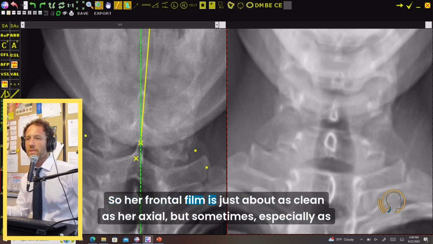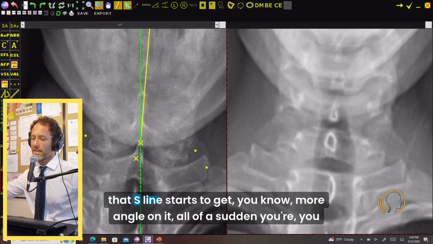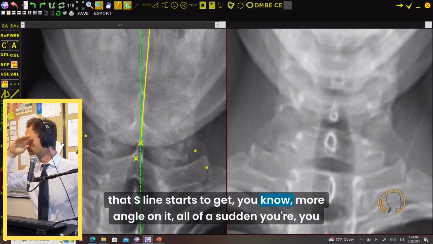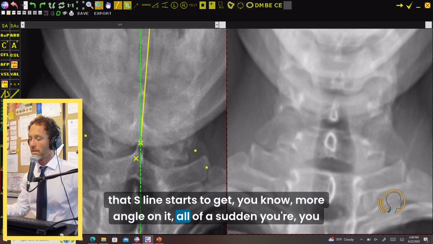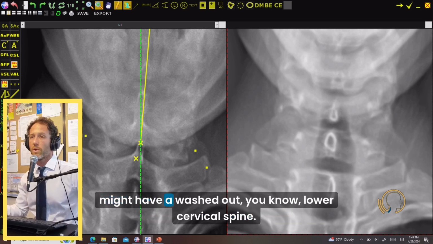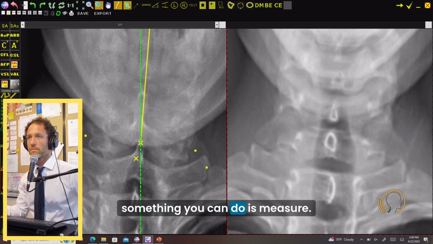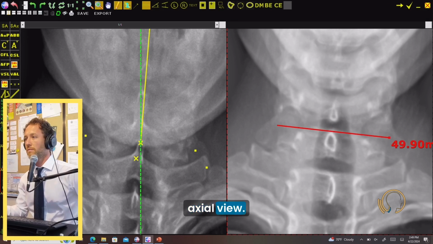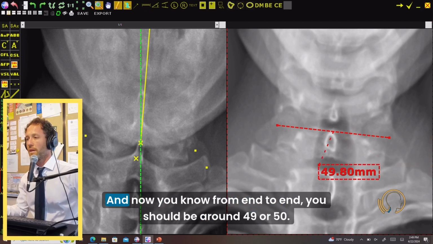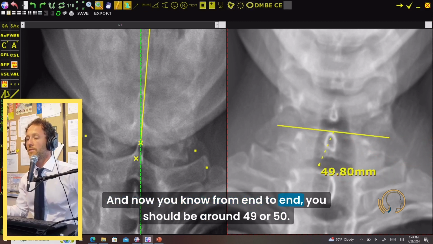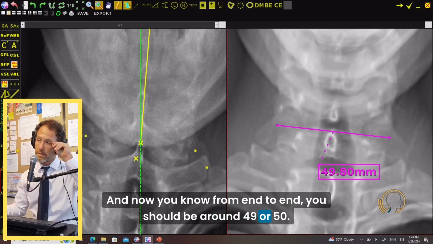So her frontal film is just about as clean as her axial. But sometimes, especially as that S line starts to get more angle on it, all of a sudden you might have a washed out lower cervical spine. So something you can do is measure the axial view because you can see them so clean. And now from end to end, you should be around 49 or 50.